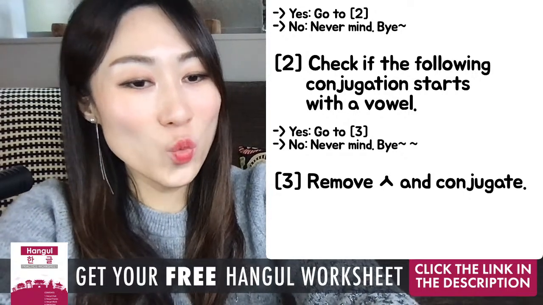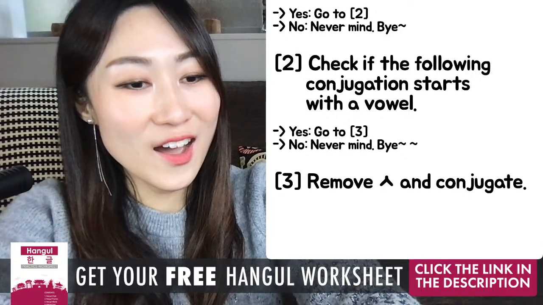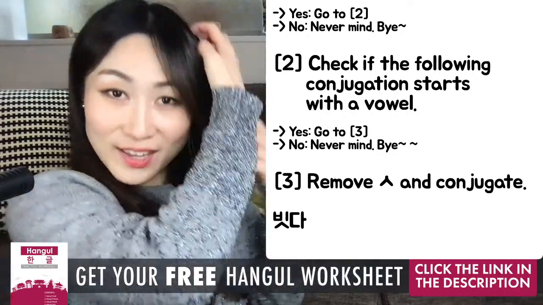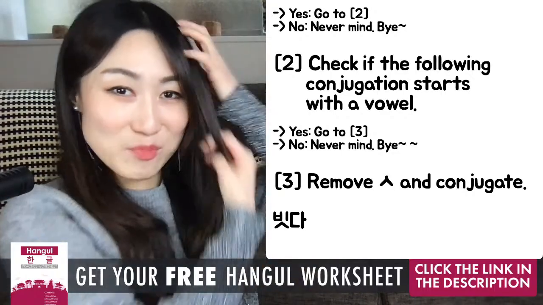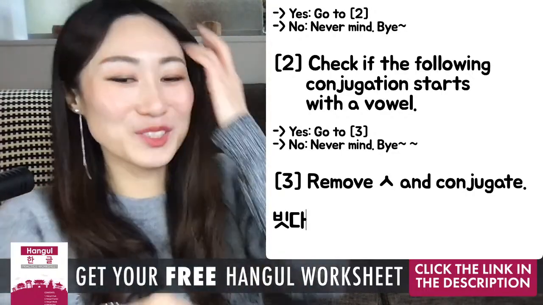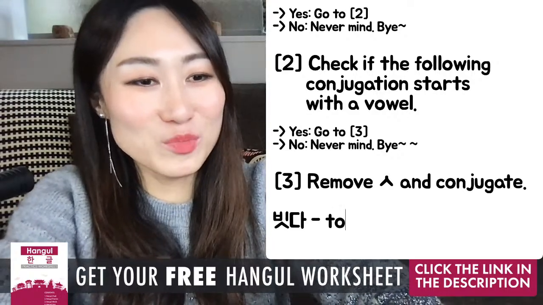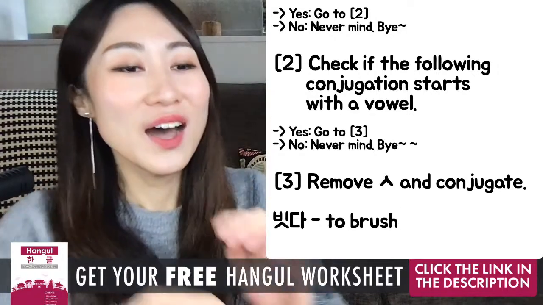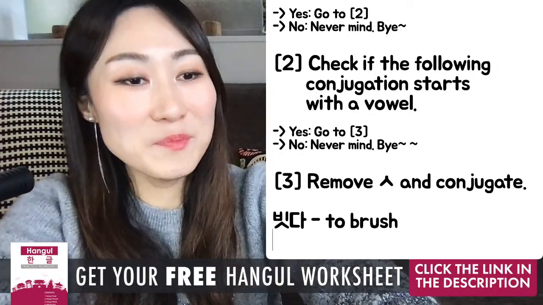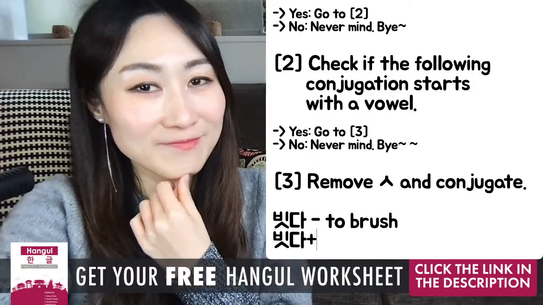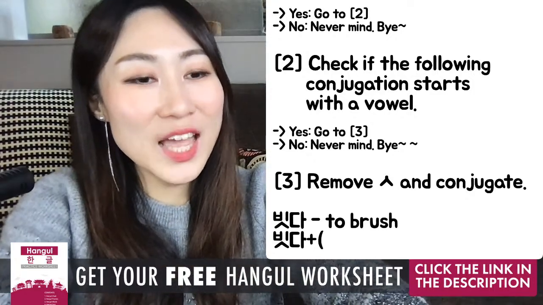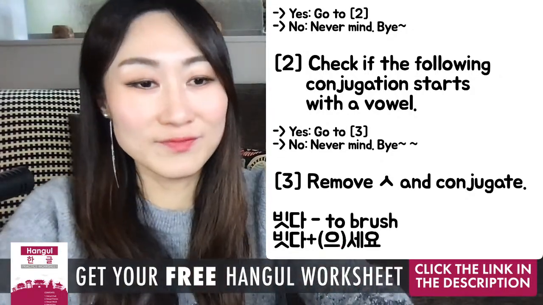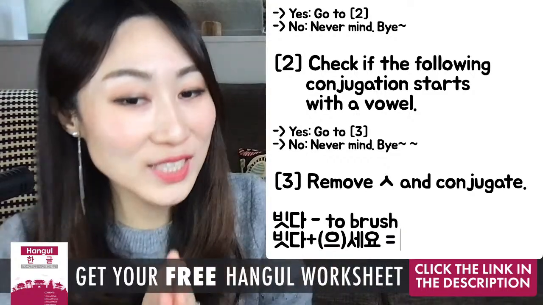Let's conjugate with, how about this? 빗다. 빗다 means I brush my hair. 빗다, brush. So 빗다 means to brush. Now I want to conjugate 빗다 with 으세요. 으세요 means please do. So do you know the answer?